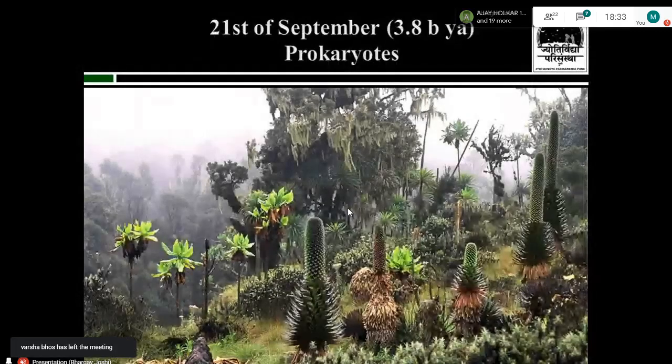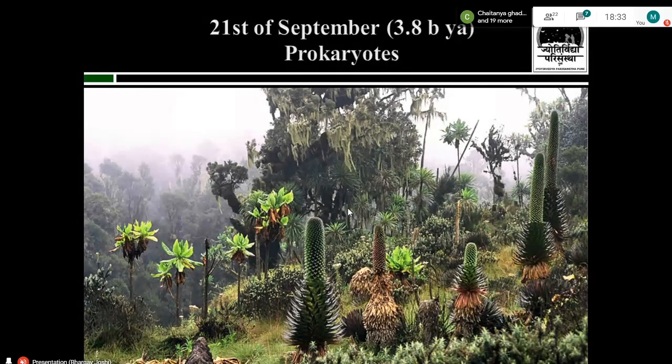So, this is something more familiar to you guys because you are from the medical field. But the prokaryotes, if you want to plot the emergence of prokaryotes on planet Earth on the cosmic calendar, it gives you a time period of 21st of September.